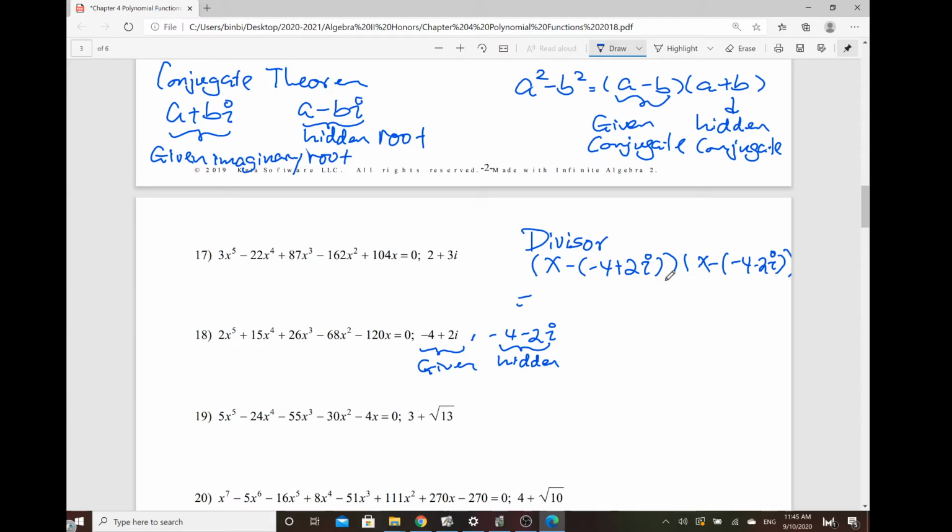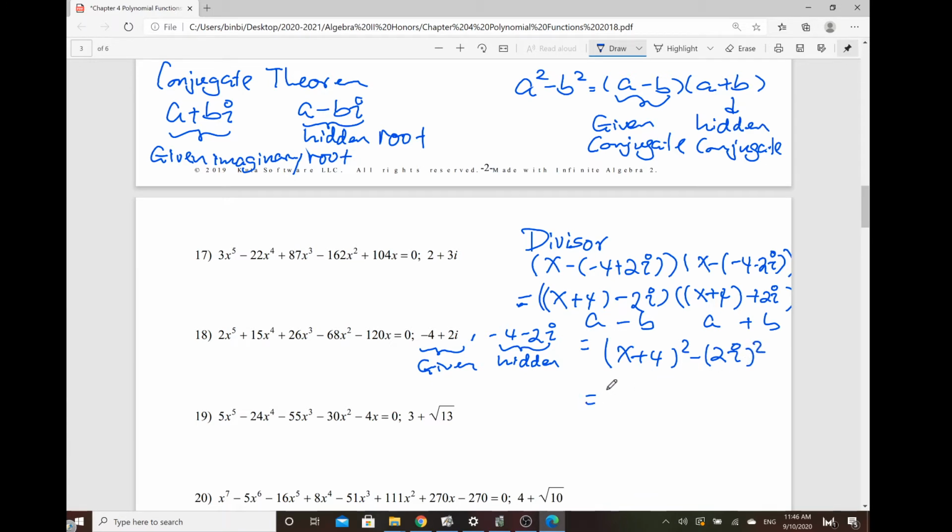Now for the rest of this, we just regroup them. We have x plus 4 minus 2i, because negative times positive is negative. For the second group, we have x plus 4, quite similar, and then negative times negative is positive, plus 2i. Once you multiply it out, this is just a pattern of the difference of two squares, a minus b times a plus b. So this is under the structure of a squared minus b squared, which is written as the quantity x plus 4 squared minus the quantity 2i squared.